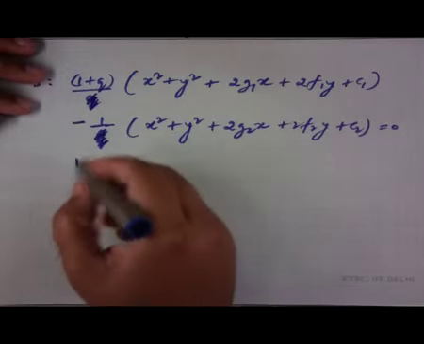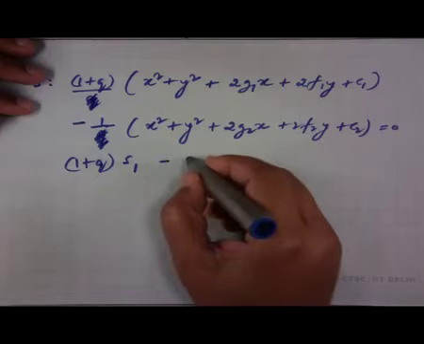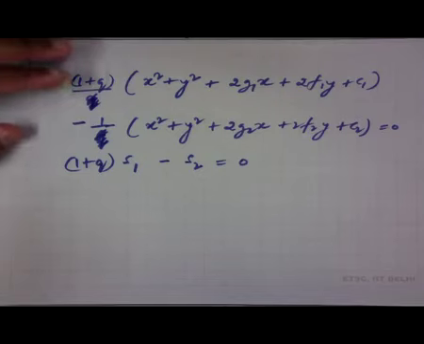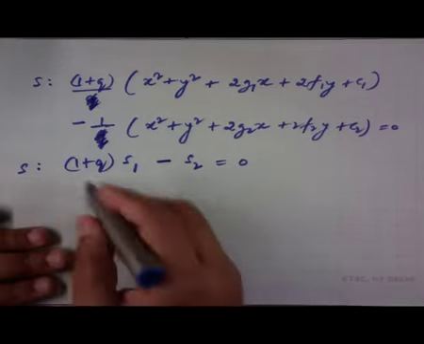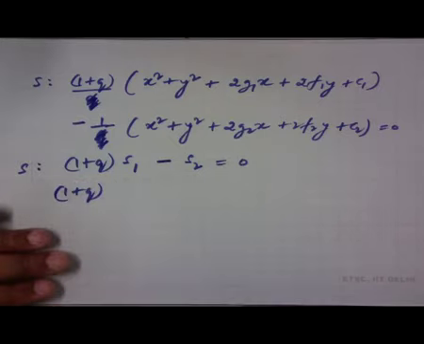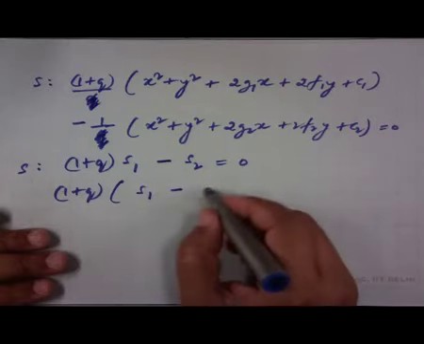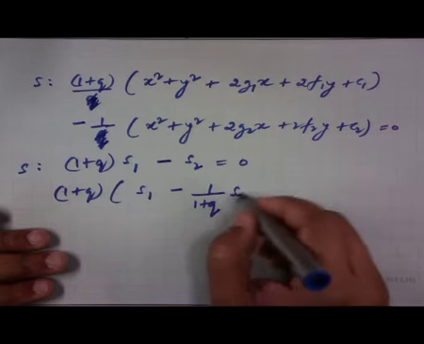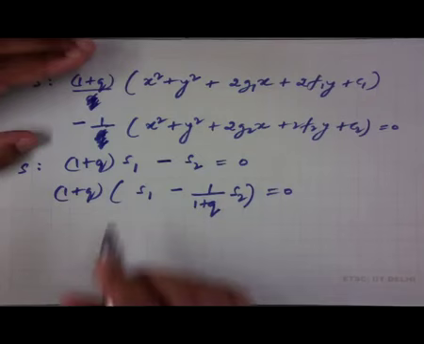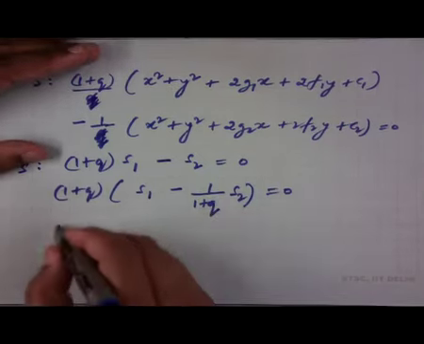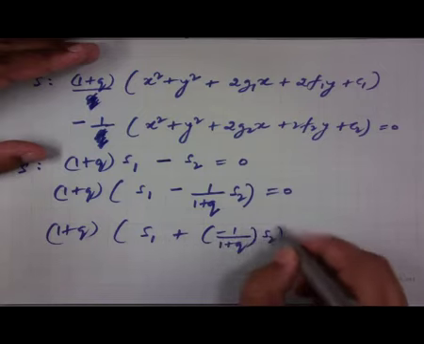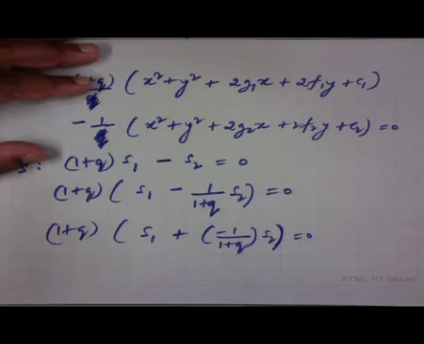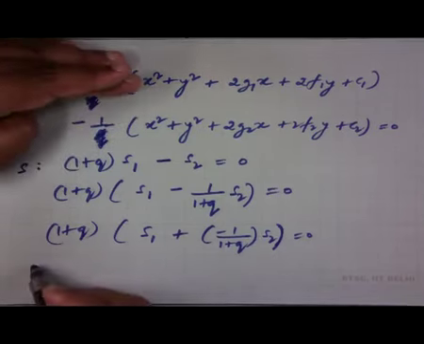So, what we then get is that (1 plus q) into S 1 minus S 2 is equal to 0. This is the general form of the equation that we get, and we can also write this equation as (1 plus q) into S 1 minus 1 by (1 plus q) into S 2 equal to 0. And further what we also see is that we can write this as plus 0. But this is nothing but this equation.